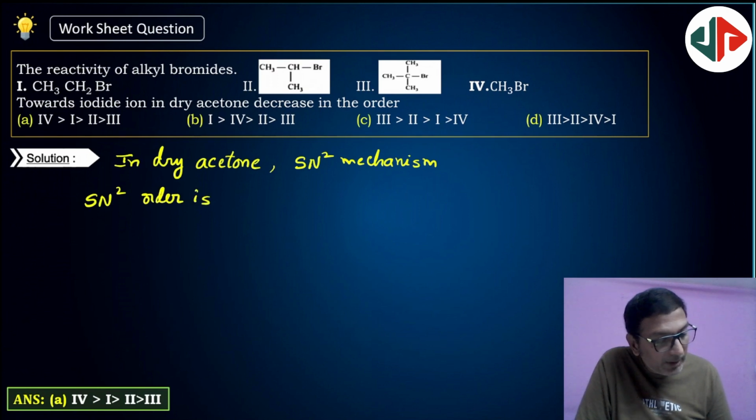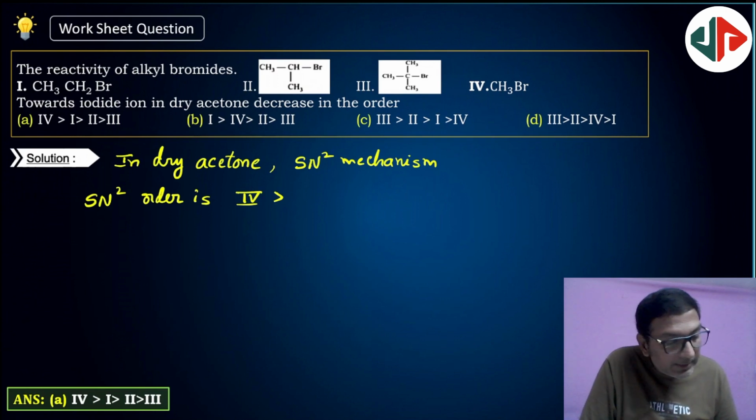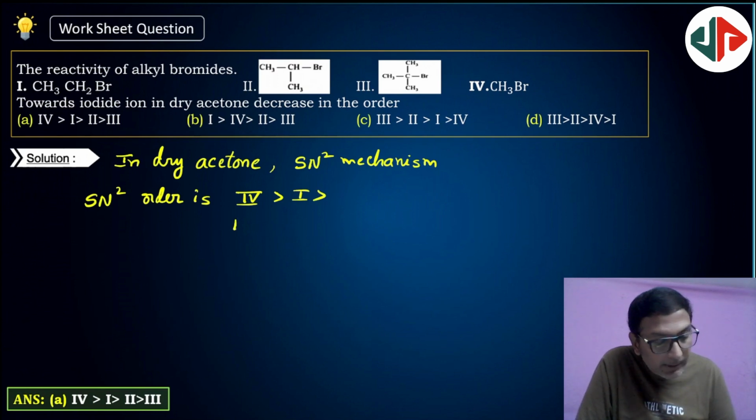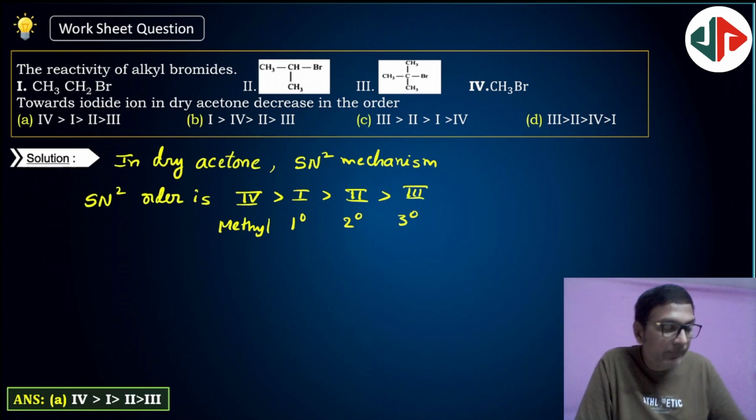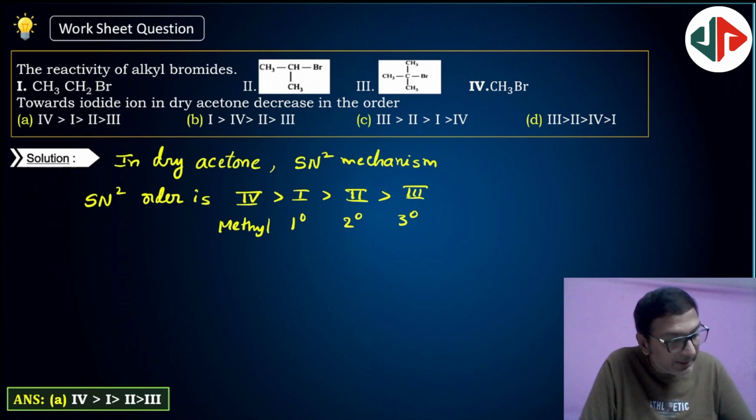First, simple alkyl halide. Simple alkyl halide is 4, methyl bromide. After that, 1, primary, which is ethyl. Next, after that 2, secondary bromide. After that 3, which is tertiary. So methyl bromide is most active towards SN2 mechanism. Therefore, option A, 4, 1, 2, 3.